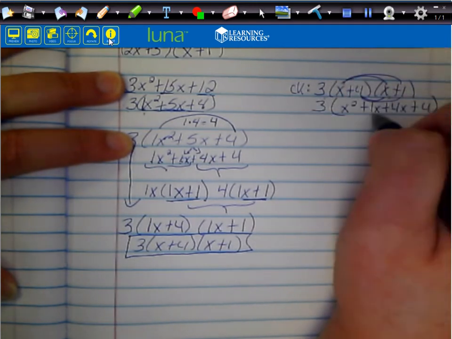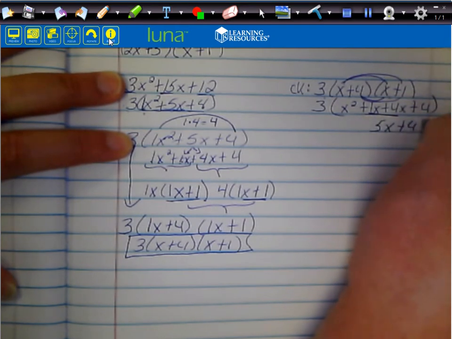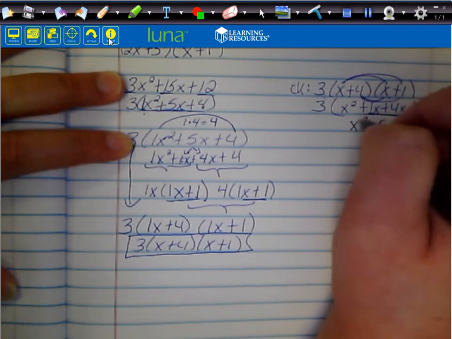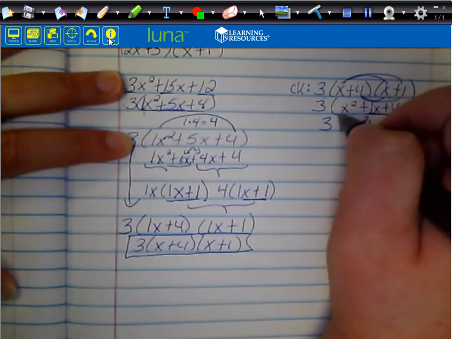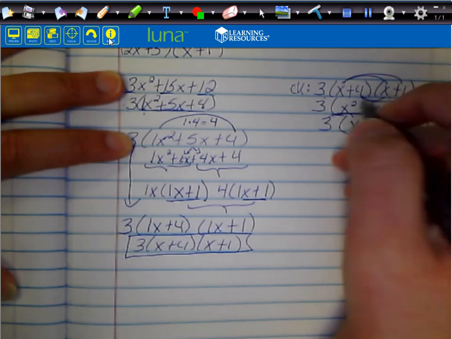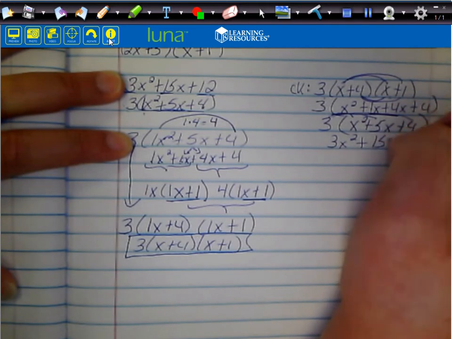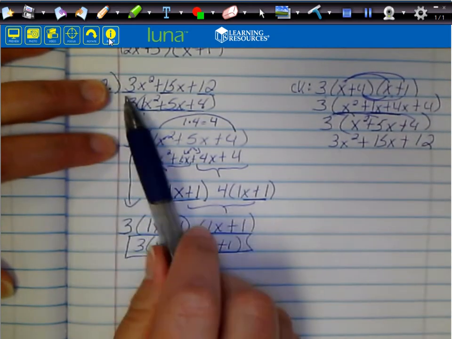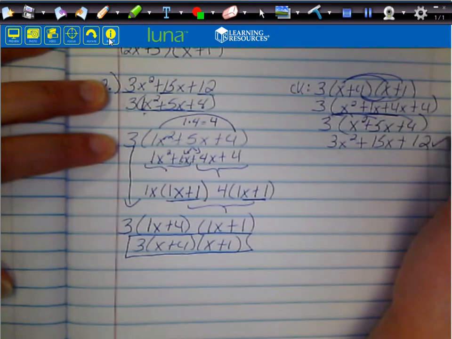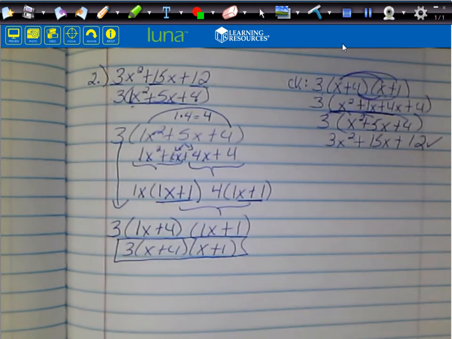Bring down that 3. I'm going to put these middle terms together. 1x and 4x is 5x. Now I'm going to multiply everything in here by 3. So 3 times x squared is 3x squared, plus 3 times 5x is 15x, plus 3 times 4 is 12. Notice I get 3x squared plus 15x plus 12, which is exactly what I started with. So that does check out. Please make sure that you have the work and the check written before you move on.